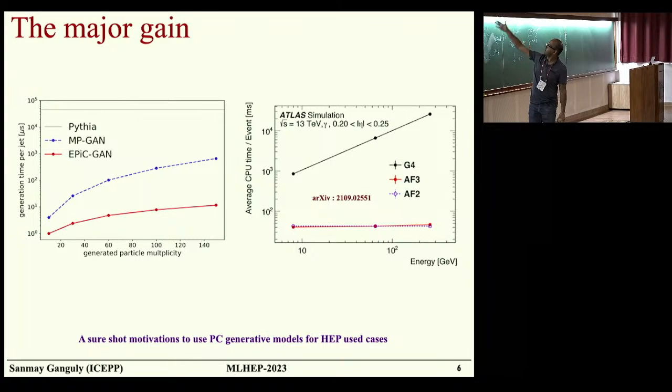So when you are at something like 200 GeV, you are getting distributions of single particle responses which are equivalent to Geant distributions. But this is what you gain in time. Okay.